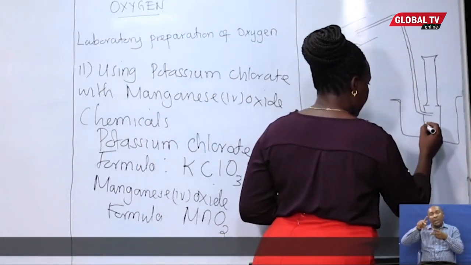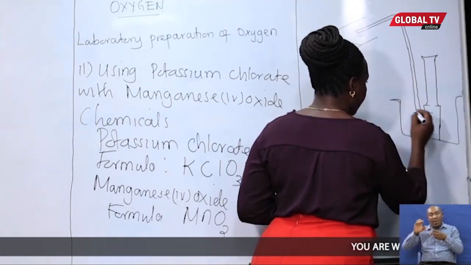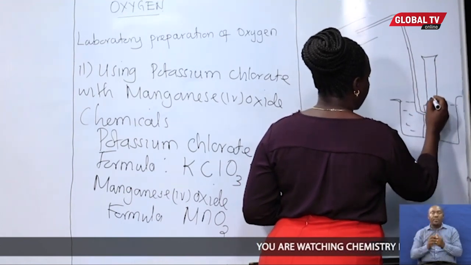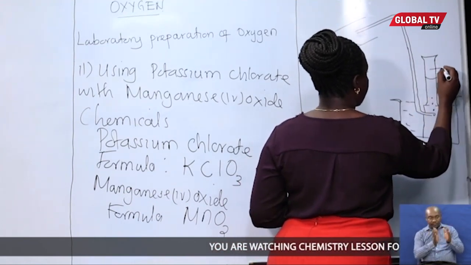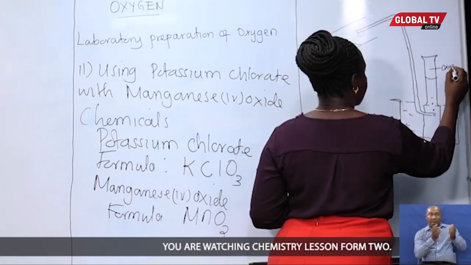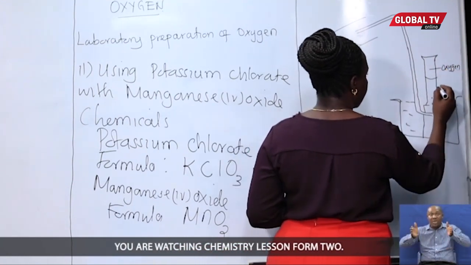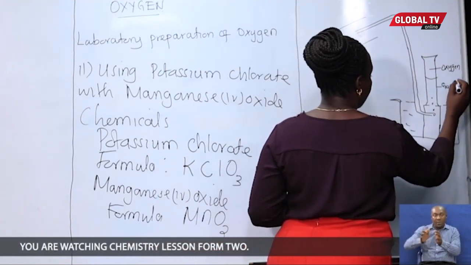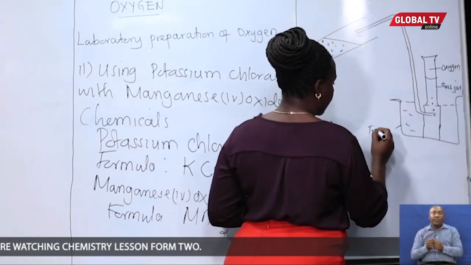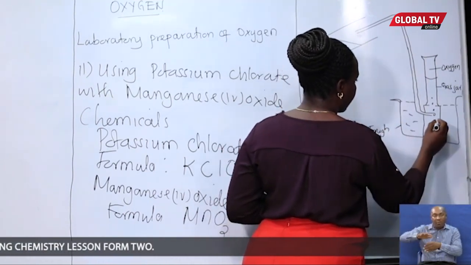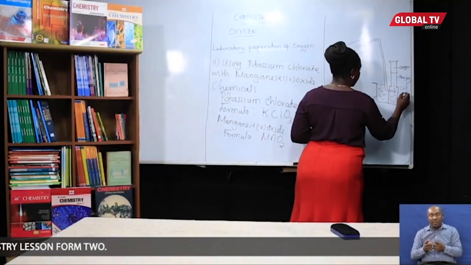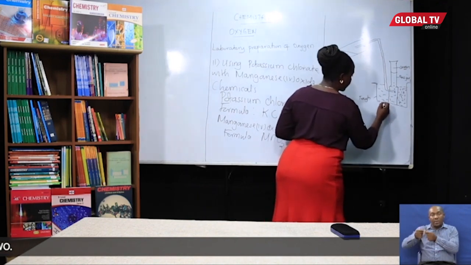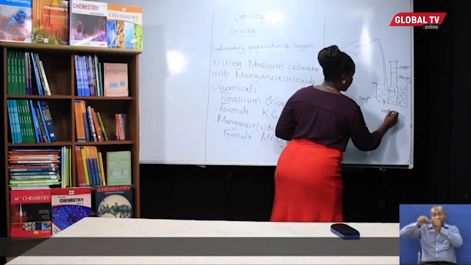And then this is the beehive shelf. Inside the trough, there is water. And then oxygen is collected here. This is oxygen gas. And this is a gas jar. This is a trough. And inside the trough, we must fill water, because you're going to see why we collect oxygen by using water. So inside there is water. We fill water.